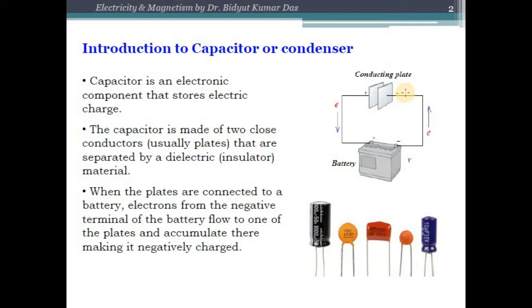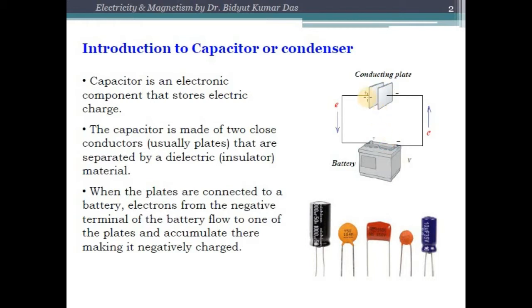As we know, all metals contain free electrons, and these free electrons are responsible for the flow of electrical current. So when one of the plates is connected to the positive terminal of the battery, the electrons which reside on this plate will accelerate towards the positive terminal of the battery. Similarly, for the plate connected to the negative terminal of the battery, the electrons from the battery will move towards the plate.